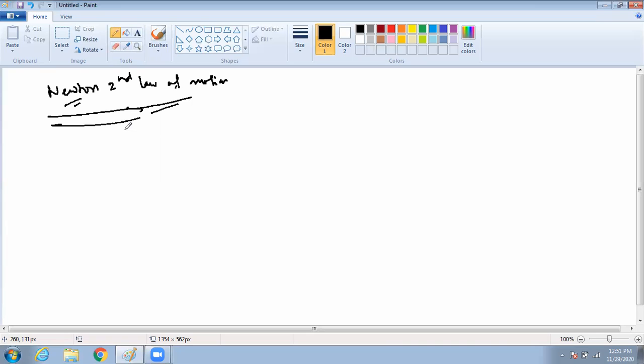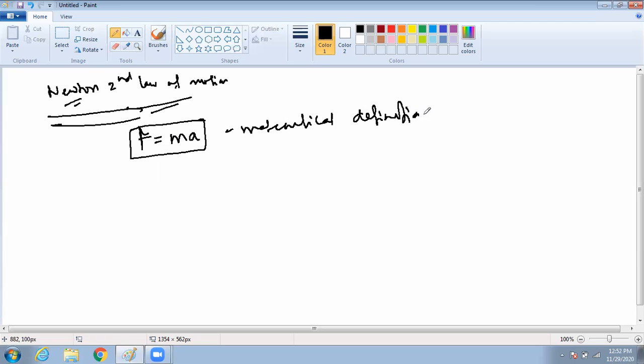Complicated definition. You just have to remember only one thing. What does it say? It says basically that F is equal to ma. That's it. This is the mathematical definition. Nobody may ask the definition, but they may ask you. Remember the definition, but what you have to basically understand is the net force.